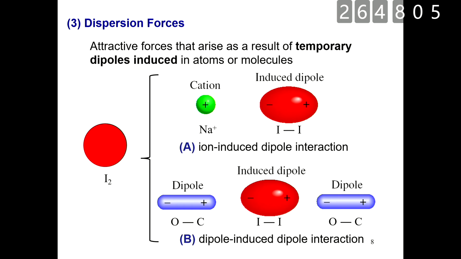So this is about this kind of force, which is called dispersion. In dispersion forces, there are temporary dipoles. This is the first two types.